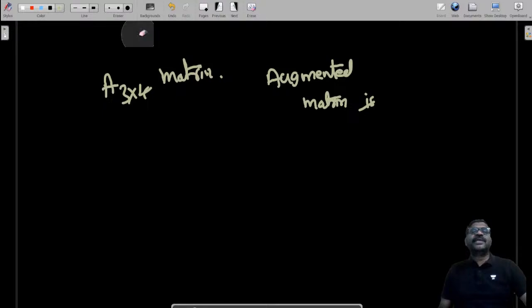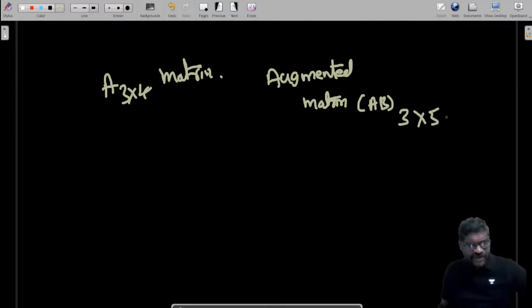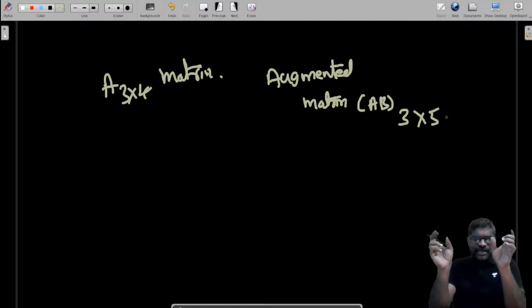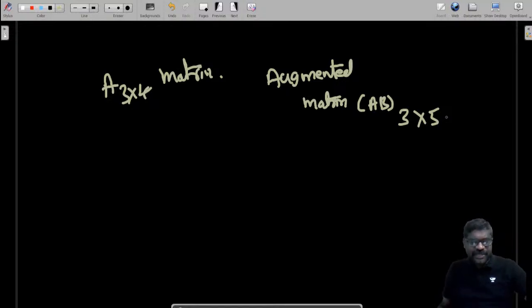Augmented matrix AB is of order compulsory 3 cross 5. Why 3 cross 5? One column extra. The difference between coefficient matrix and augmented matrix is you are going to write column B along with A. That's why one column extra. So augmented matrix AB is of order 3 cross 5.